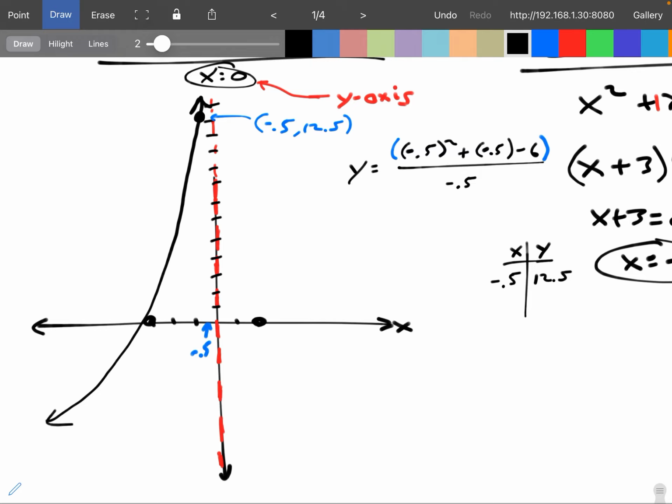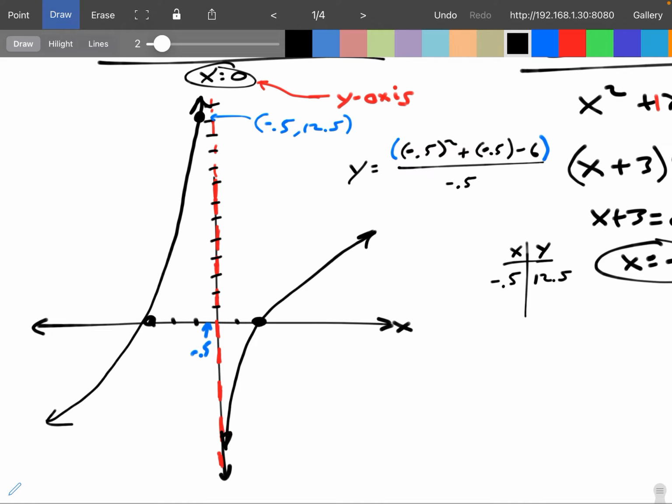Okay, and it's approaching that vertical asymptote. Well, then from what we know about the behavior of those asymptotes, that means on the other side, it's got to be going down as it approaches the vertical asymptote. So the other side's going to look something like this. And there you go. That's our first example. We got 4 more to go.